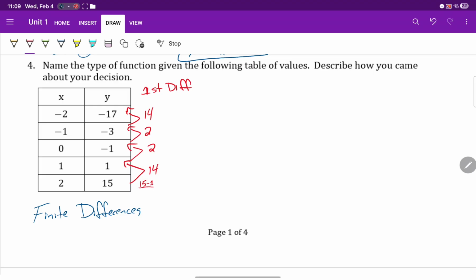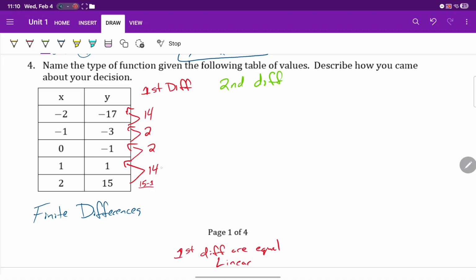You're subtracting. If your first differences are equal, you have what's called a linear function. Now in this case, our first differences were not equal. So if that's the case, we do our second differences.